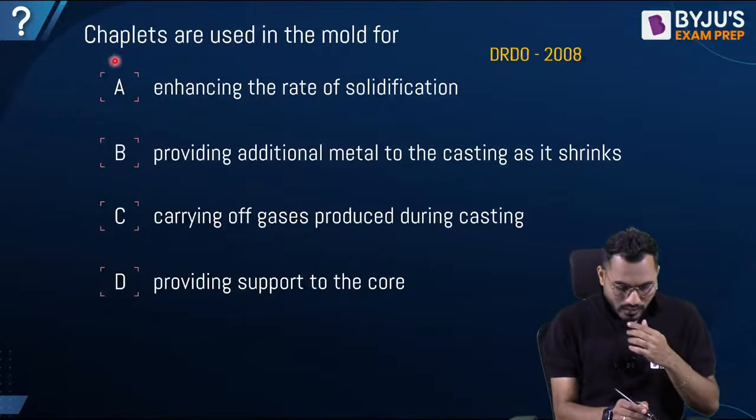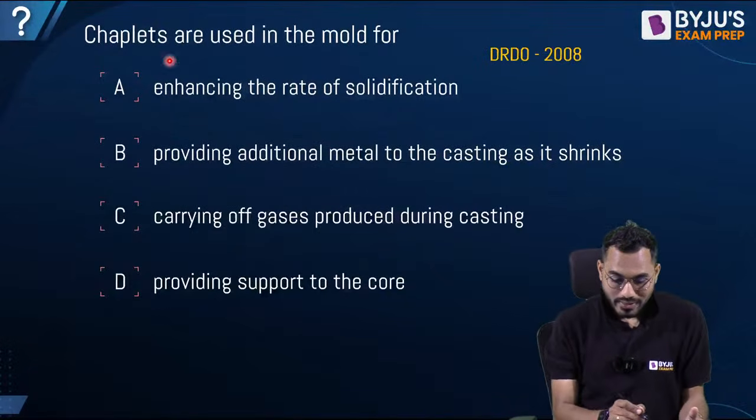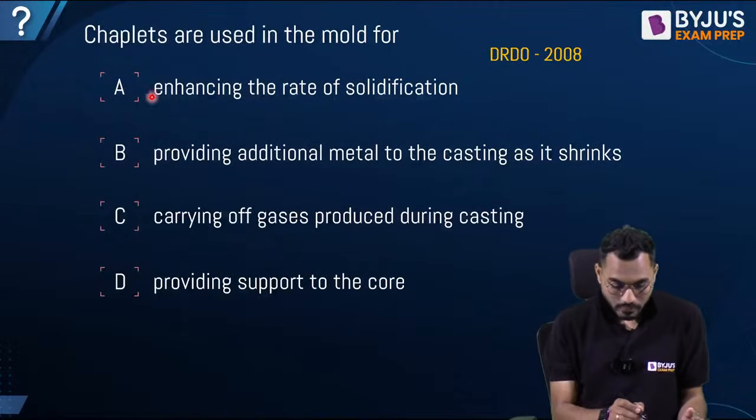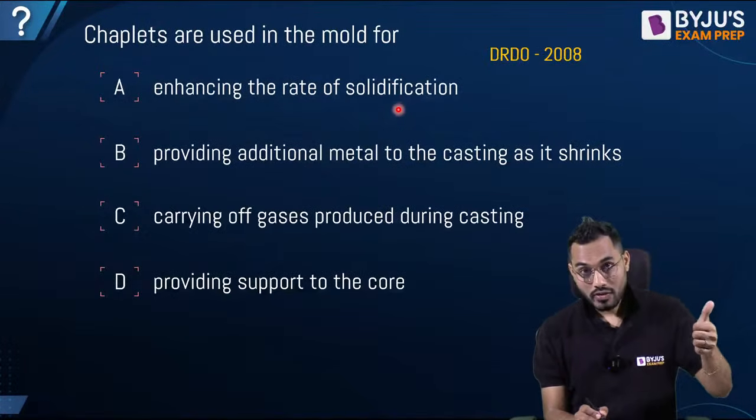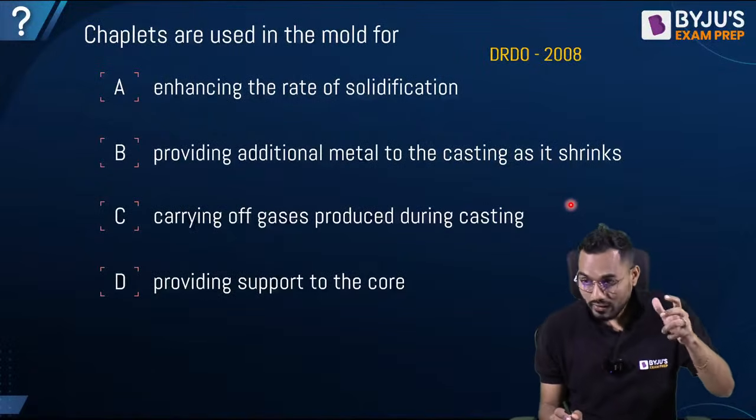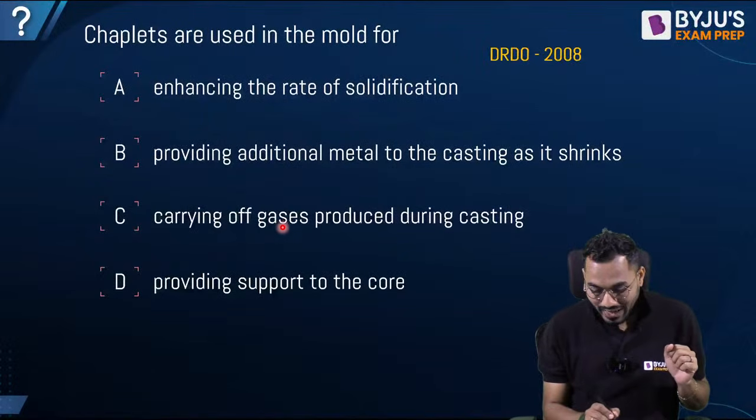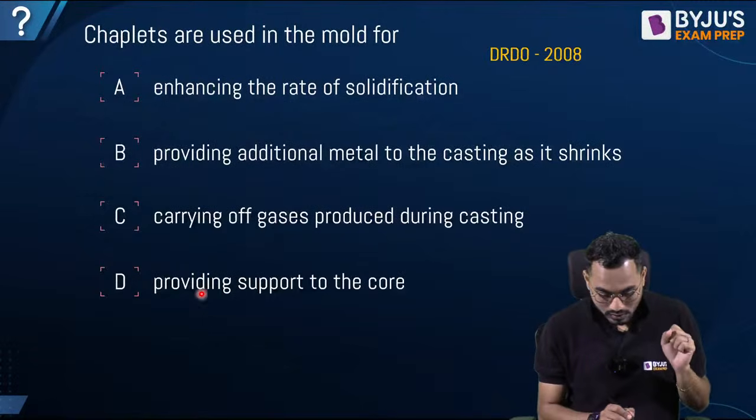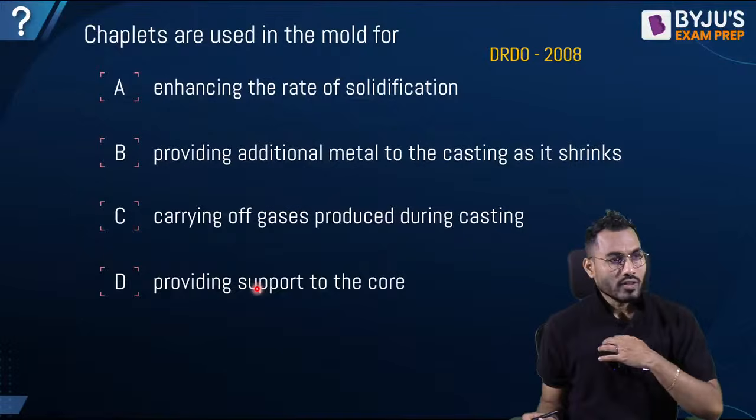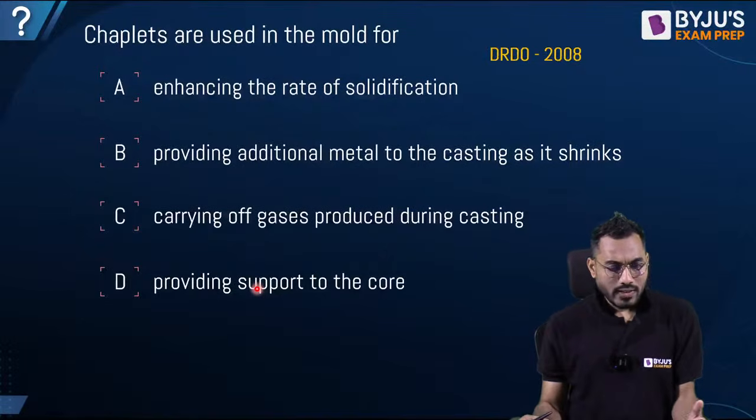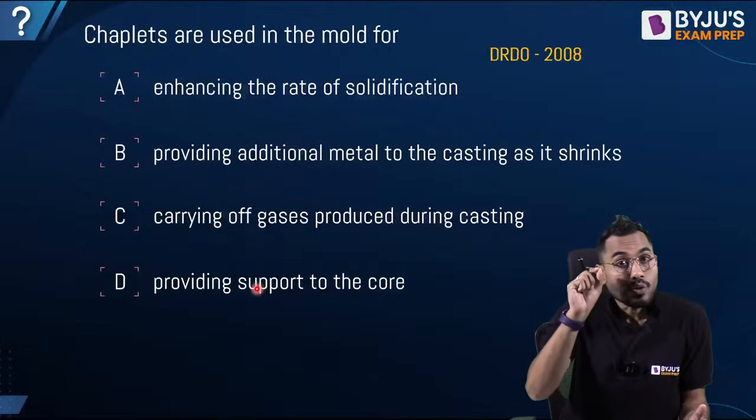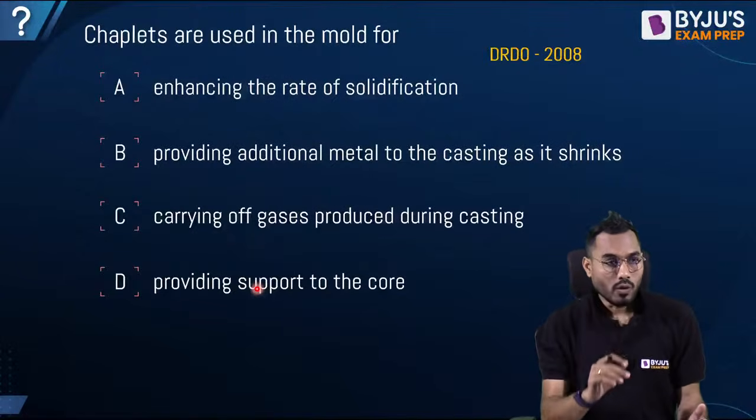Very simple. Chaplets are used in the mold for what? What is the reason for utilizing chaplets? Enhancing the rate of solidification, providing additional metal to the casting at its strings, carrying off gases produced during the casting process, or providing support to the core. Right, fine. So when the core prints are not sufficient, absolutely correct. We'll say that chaplets are basically utilized to provide support to the core and avoid the bending of the core.